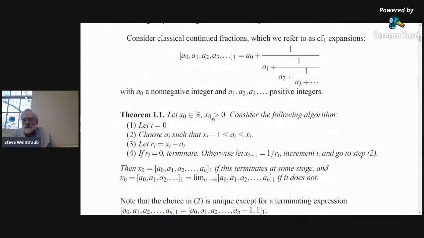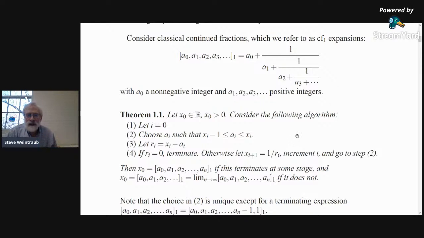We start with some positive number x0, we start with i equals 0, and at any stage, we choose a sub i to be an integer between x sub i and x sub i minus 1. We notice that if x sub i is not an integer, there's going to be some unique such a sub i. If x sub i happens to be an integer, then we could choose either a sub i to be x sub i or x sub i minus 1. But in any case, we make this choice, we let r sub i be the remainder, and if r sub i is equal to 0, we're finished. Otherwise, we let x sub i plus 1 be 1 over r sub i, we increment i, and we loop around. So this is a procedure here.